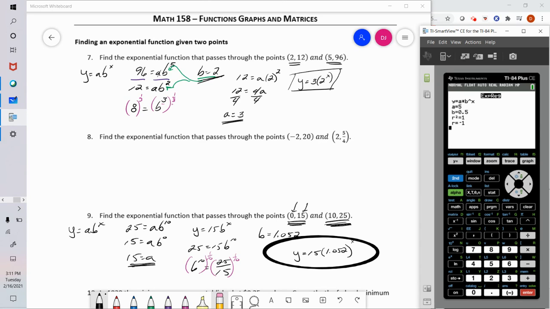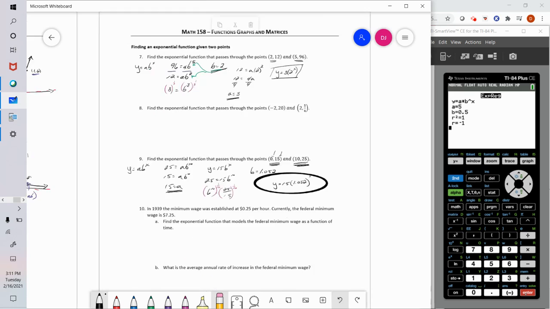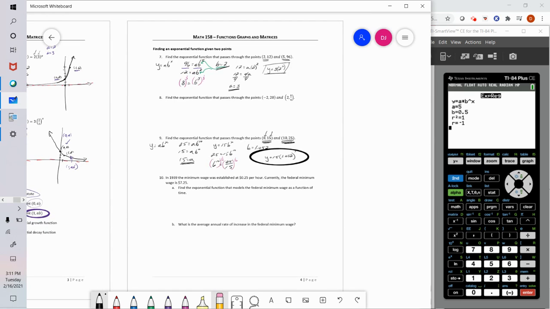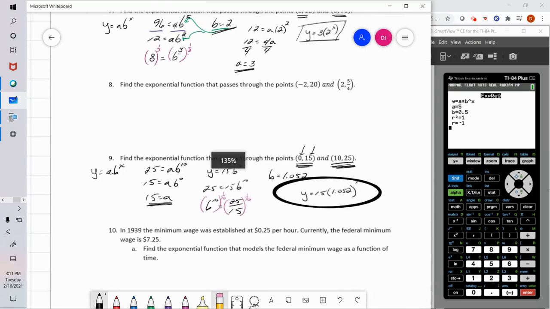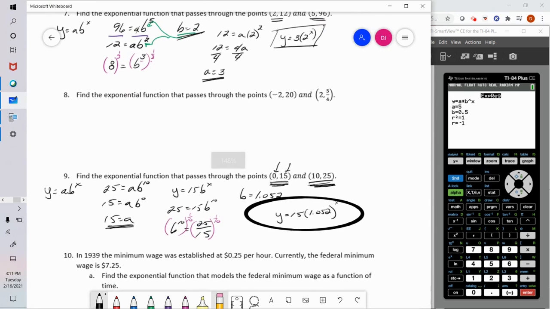Oh, it turns out to be fairly simple. So Y is equal to A, which is 5, times B, which is 0.5. You can write that as 1/2 to the x. And so there's the equation. It turned out to not be nearly as complicated as I had thought it might. Okay. But I can use the calculator as an option there.